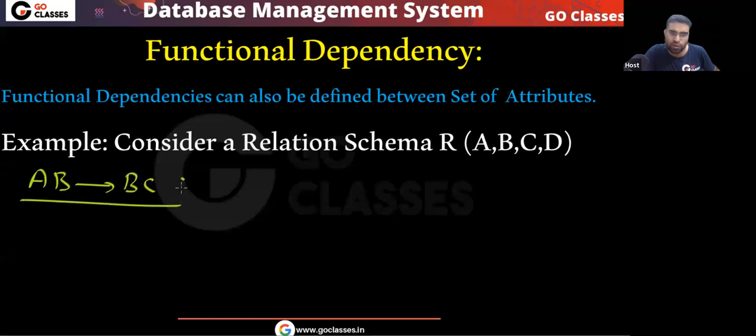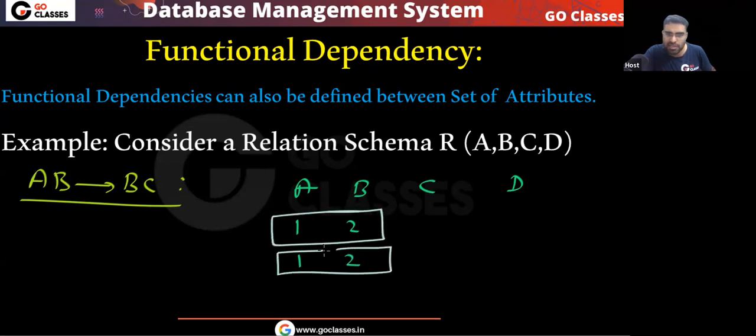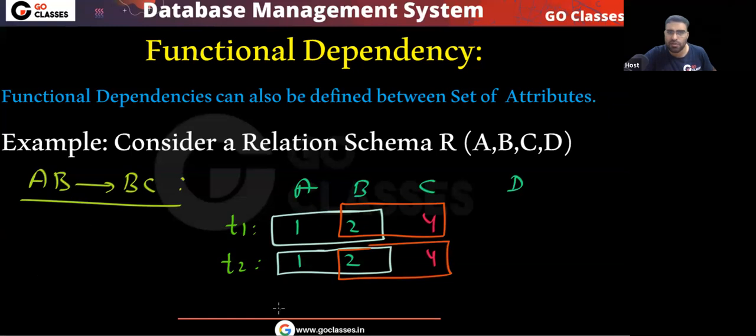So remember, AB determines BC. Let's see what that means. Whenever this AB combination is same, for example, if I put 1 2 here and 1 2 here, in these two tuples, T1 and T2, AB combination is same. So this BC combination also must be same. Is this point clear? Understood? I hope you understood.